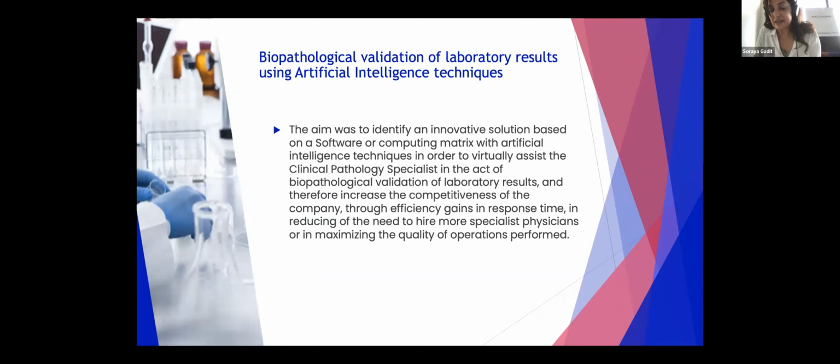Another success we had was with the biggest lab here in Portugal. They asked us to read their analyses with artificial intelligence techniques, to read the lab results faster, and to help the pathologist and the physicians to diagnose the disease in a faster way. This is a tendency in the health sector also.